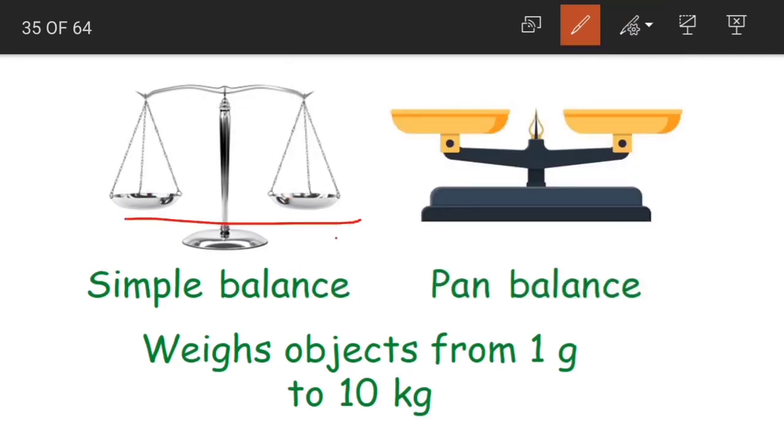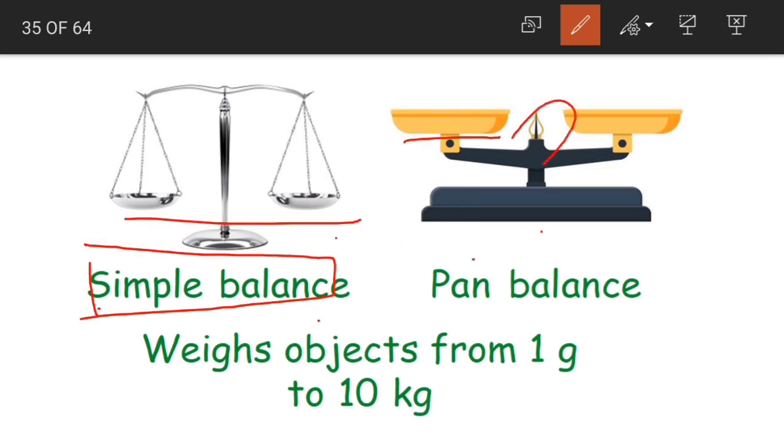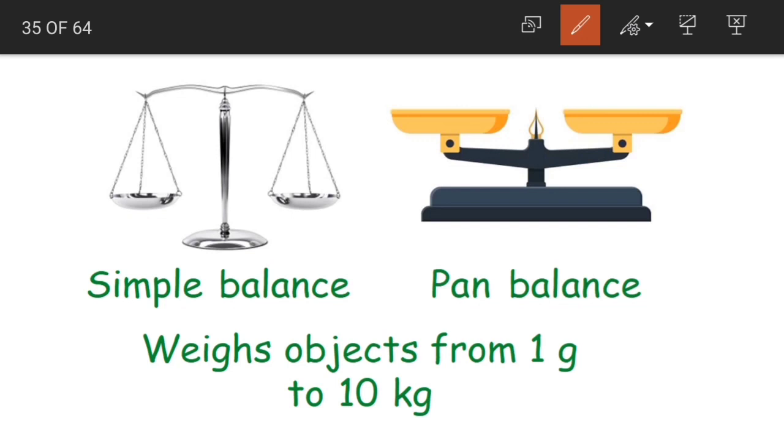Understood children? So this is called a simple balance, and this one is called a pan balance. These are the names of the measuring instruments. Just like we have scale and measuring tape for measuring length, we have simple balance and pan balance.